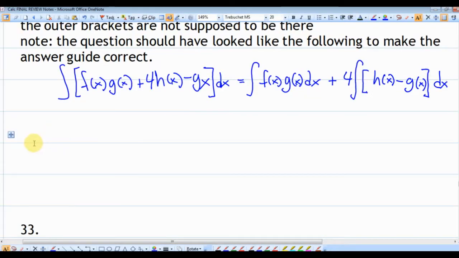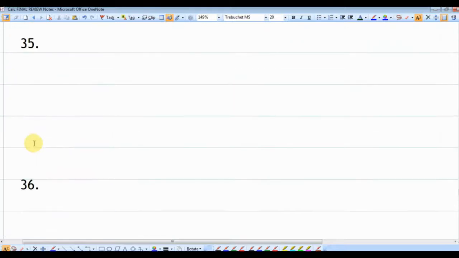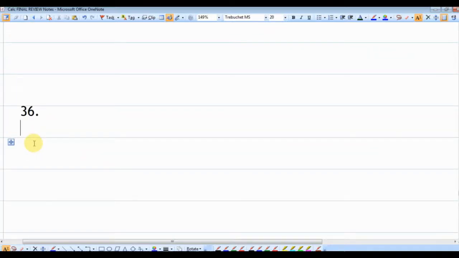Should we skip to 36? Yeah, we can skip to 36. Test on it tomorrow. 36, let's take a look at that. Sure, why not? Why are we skipping? Our test tomorrow is on here. We don't trust these.